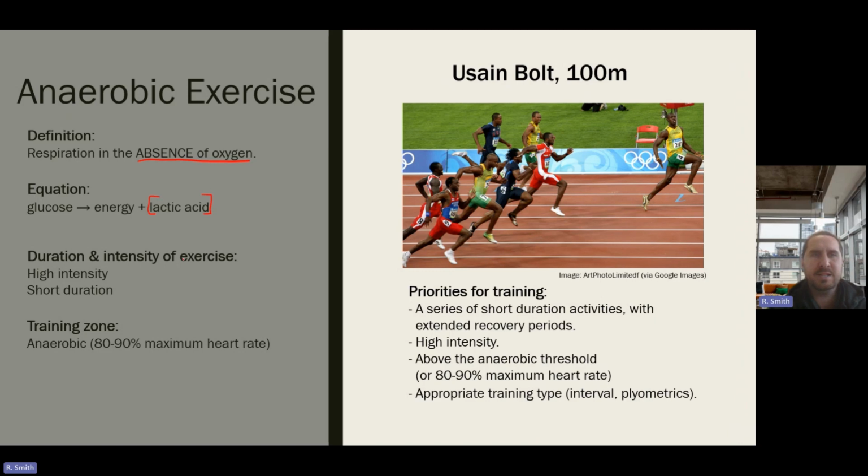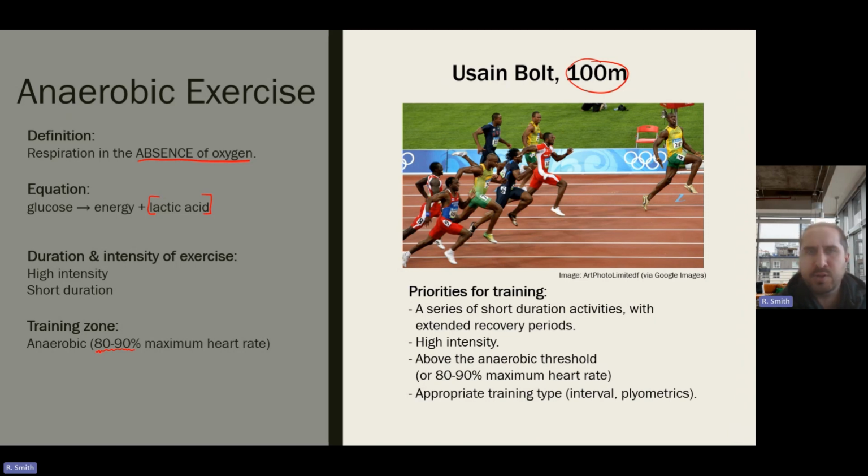Because we're working intensely, like in a 100-meter sprint, we're going to be working at a high intensity over a short duration. We need to be working above the anaerobic training threshold, which is 80%. So we're working between 80 and 90% of our maximum heart rate.